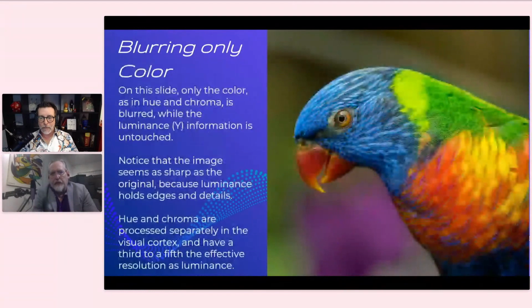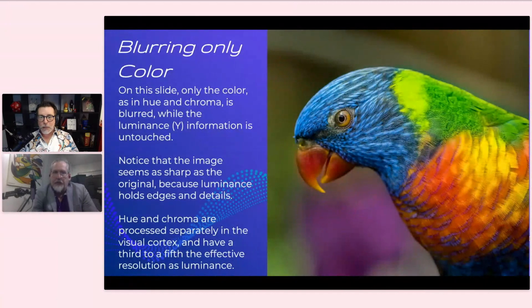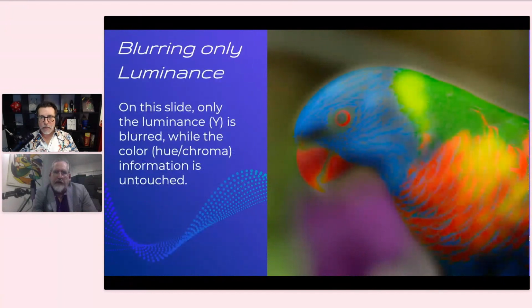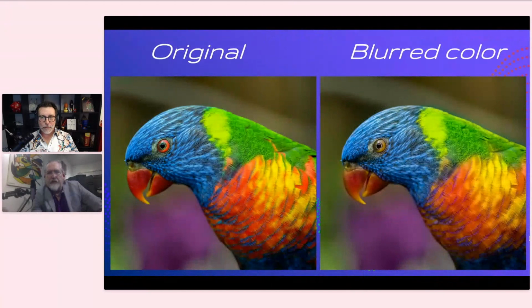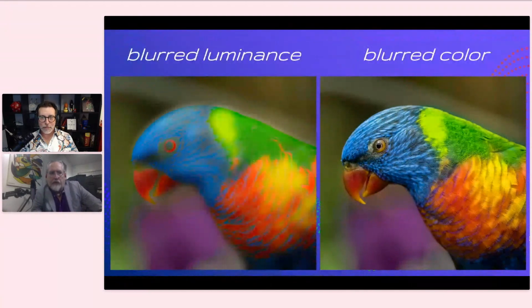Now, this is blurring the color just as much as I was blurring the luminance in the previous slide, but I'm not blurring the luminance. Here I'm blurring only color. So there's the original on the left, and on the right, the color is blurred. Blurred luminance on the left, blurred color on the right.